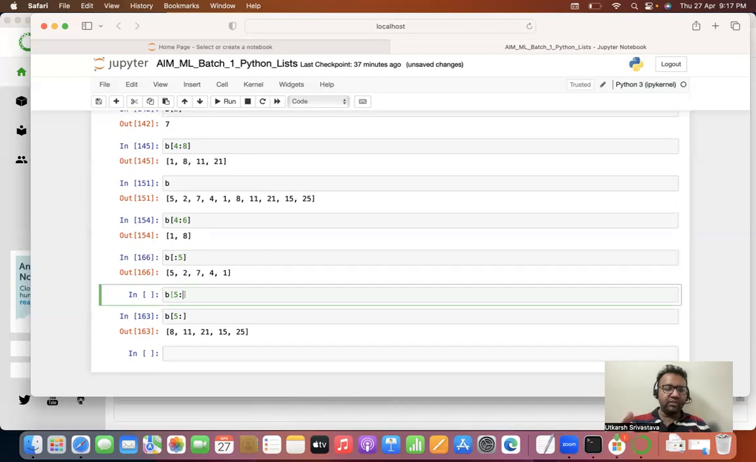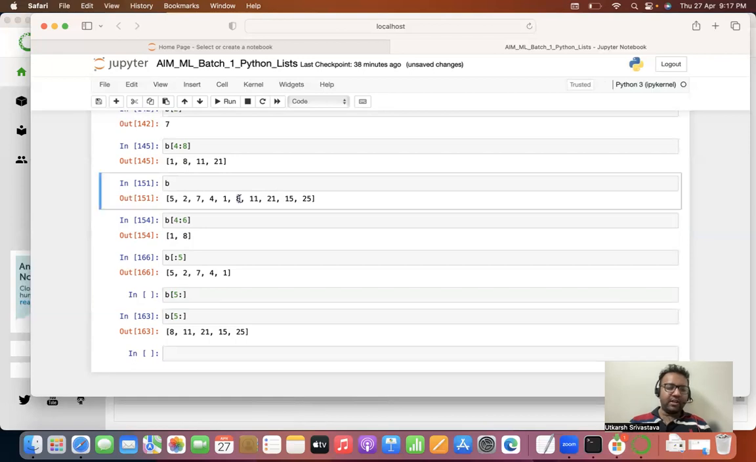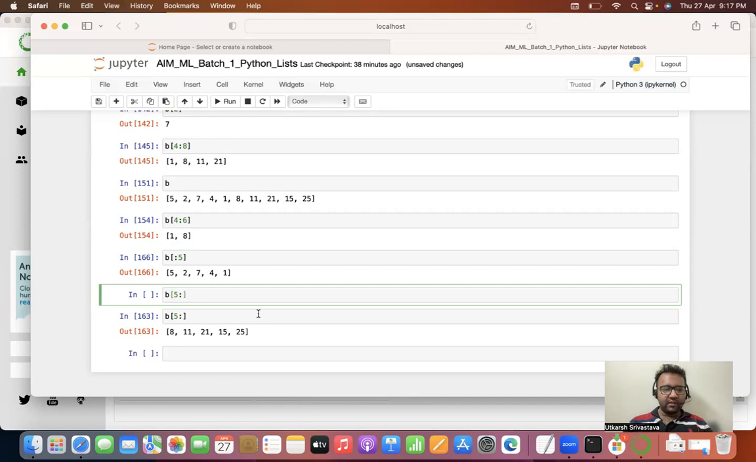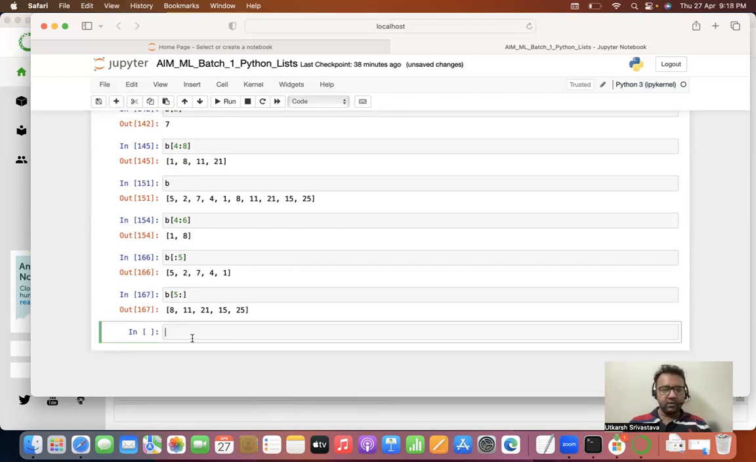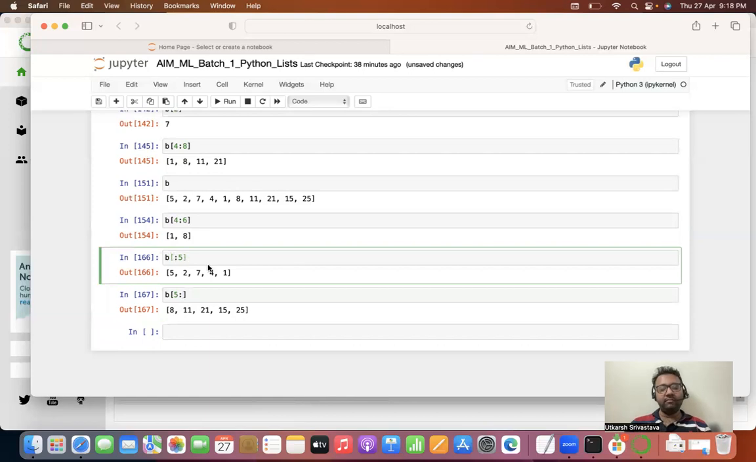Now 5 is on the left side of the colon. Don't get confused. Listen very carefully. Everything will be clear. 5 is on the left side of the colon. So 8 will be what? 8 will be included. And if you write blank over here, it will read till the end. Similarly, if you write blank on the left side of the colon, it will start from the beginning.